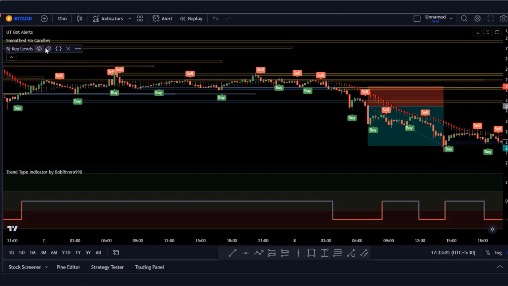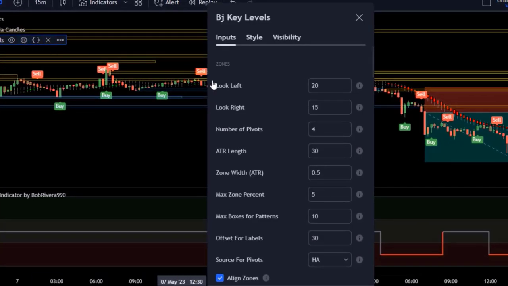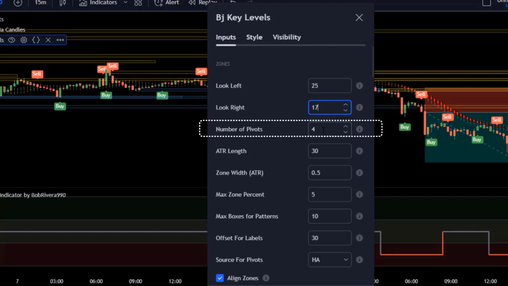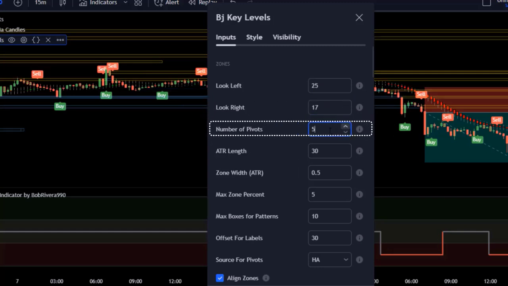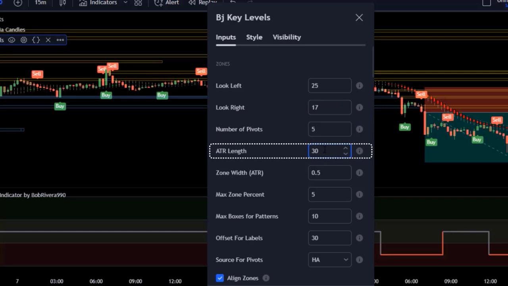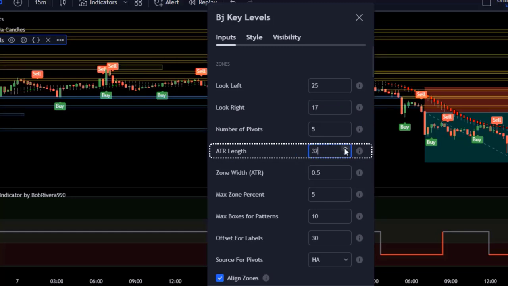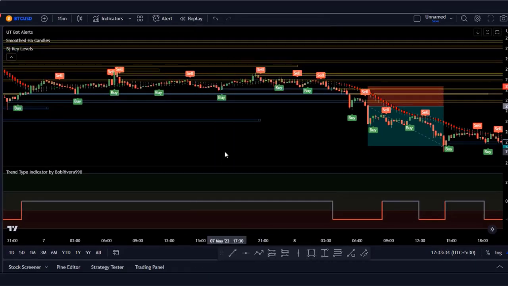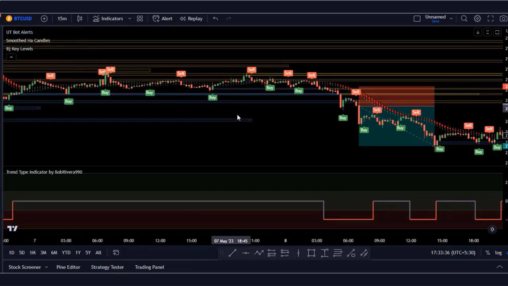Before I show you how you can use it to define your levels, let's optimize the settings. You go to the settings and under inputs, we're going to change the look left period from 20 to 25. Then we change the look right period from 15 to 17. The number of pivots we increase to 5. Then we increase the ATR length to 32. Now we have our setup for this indicator. Now you click OK.